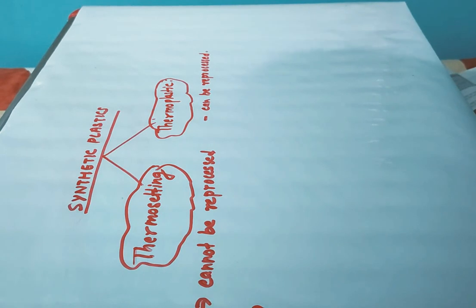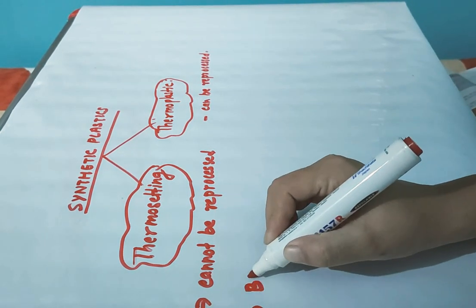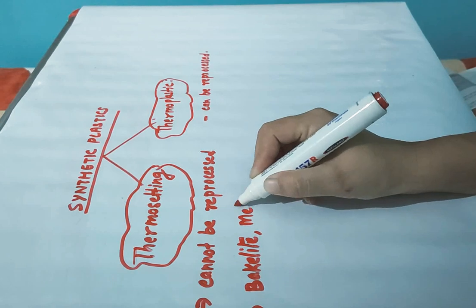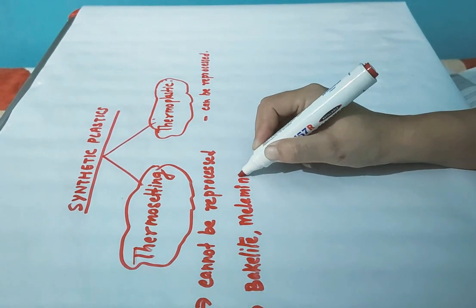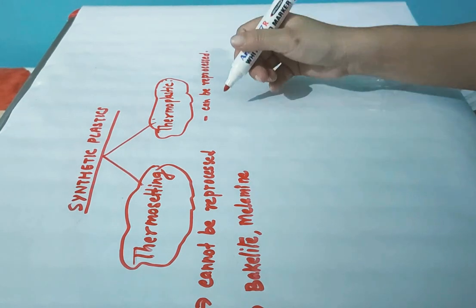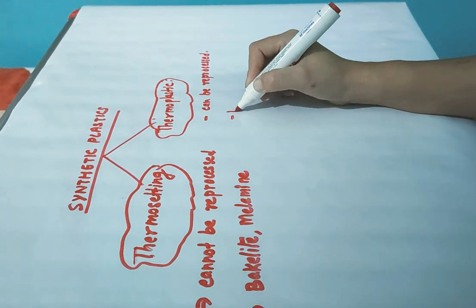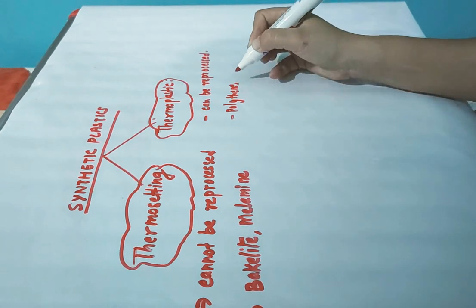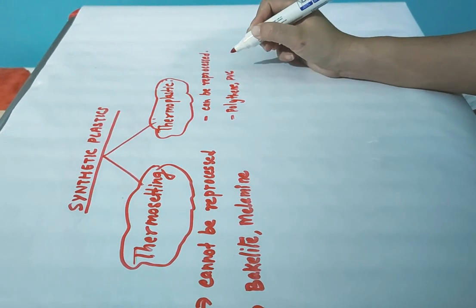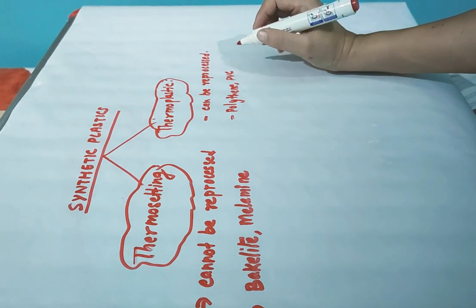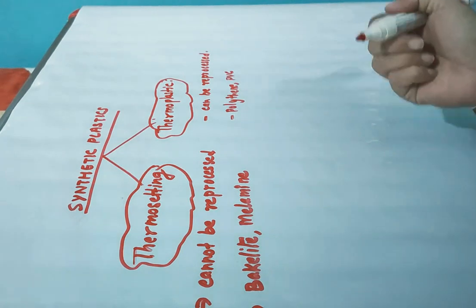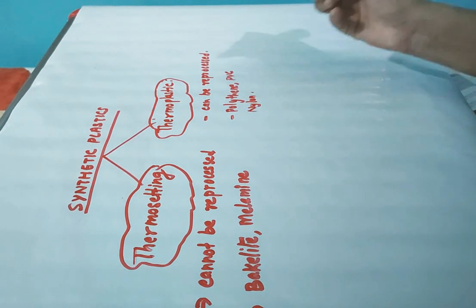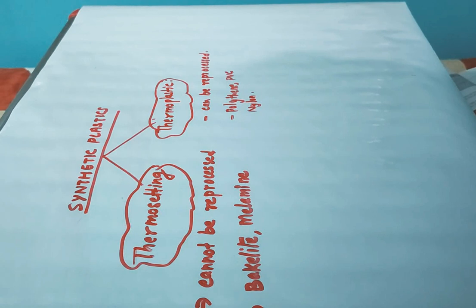For example, thermosettings are bakelite, melamine, etc. And thermoplastic means the most common thing, polythene, PVC, that is polyvinyl chloride, which is used for making the pipes that we use in the drainage system, nylon, polyester, etc. So these are the different types of synthetic plastics.